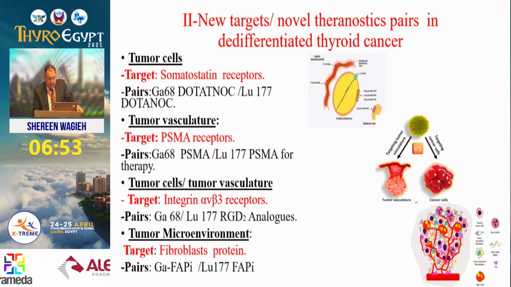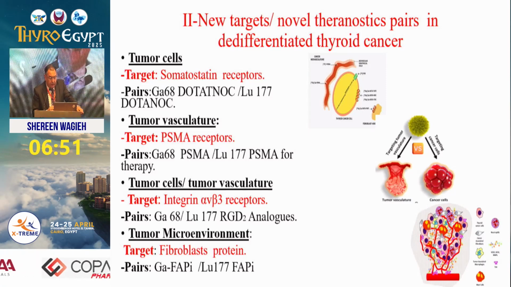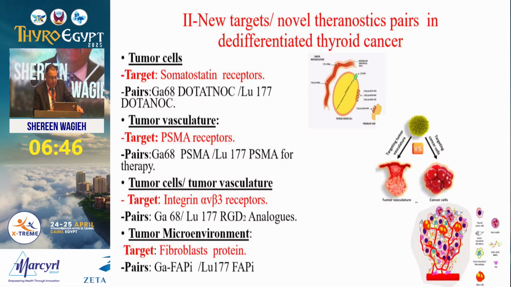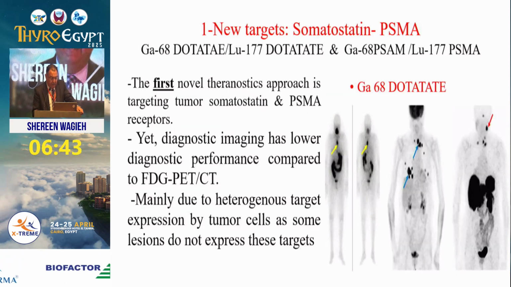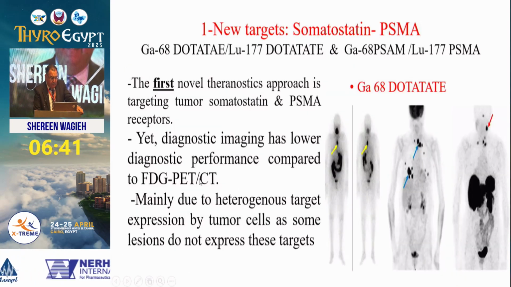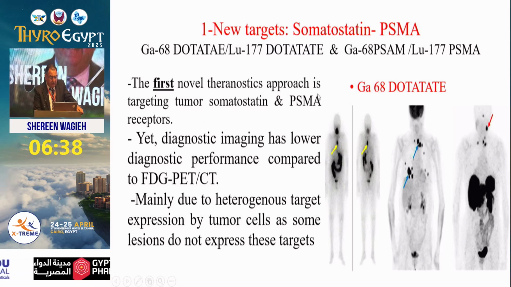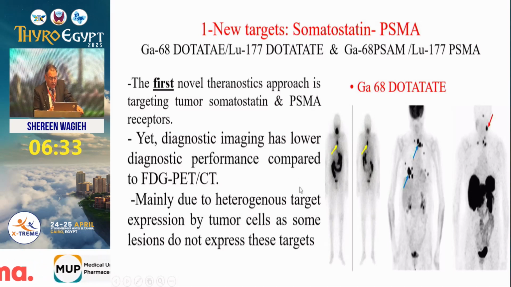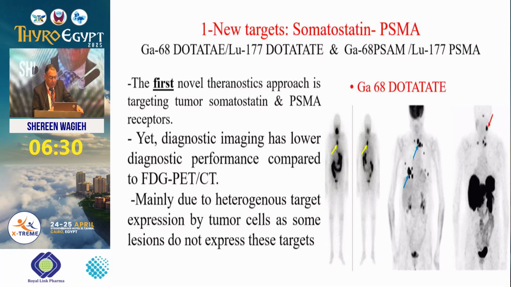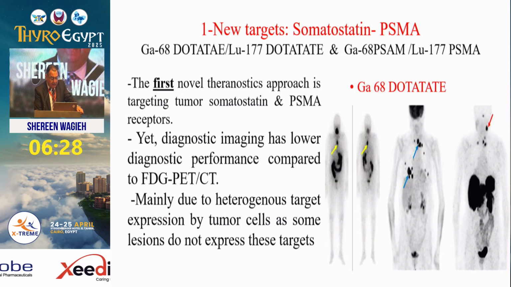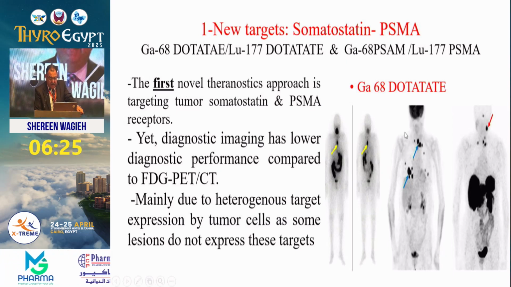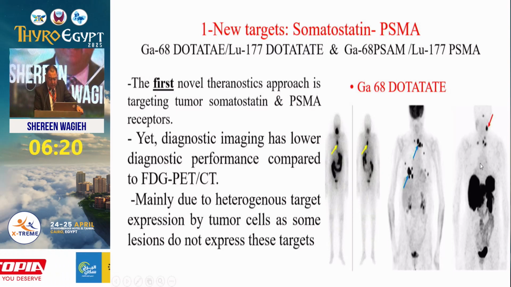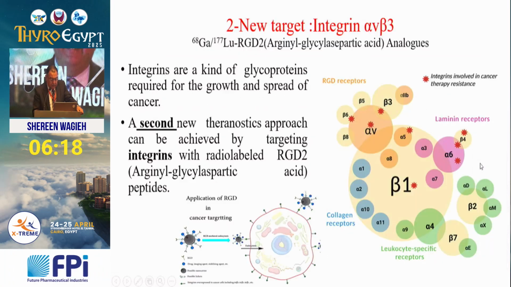Now the second thing for differentiated cancer is to use new targets with novel theranostic pairs. These targets are seated either on tumor cells, on tumor vasculature, or on tumor microenvironment. New tracers here: the first novel theranostic approach is targeting tumor somatostatin or prostatic specific membrane antigen, but yet diagnostic imaging has lower diagnostic performance compared to FDG, mainly due to heterogeneous tracer expression by the tumor cells. Here we can see in the FDG there is a pulmonary lesion not accumulating gallium dotatate for imaging, so these are not so promising in those group of patients.